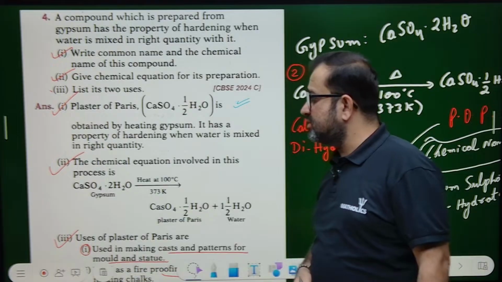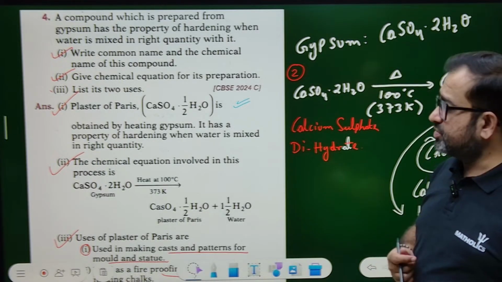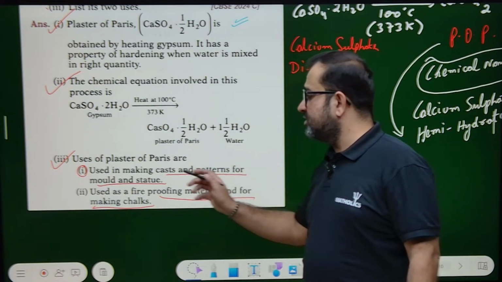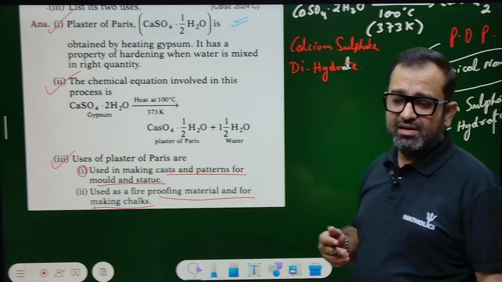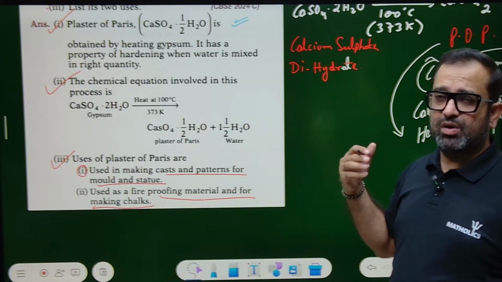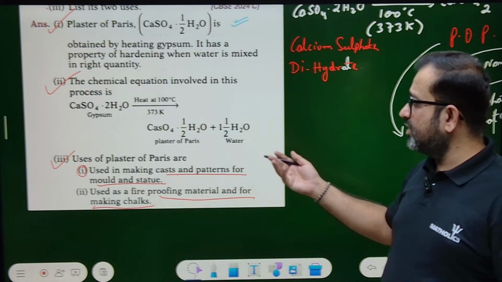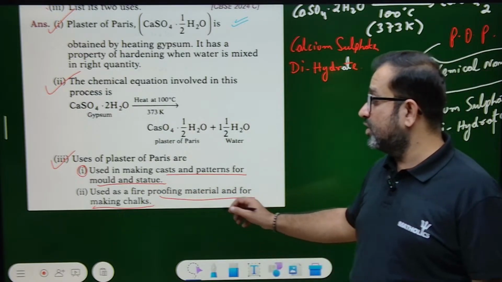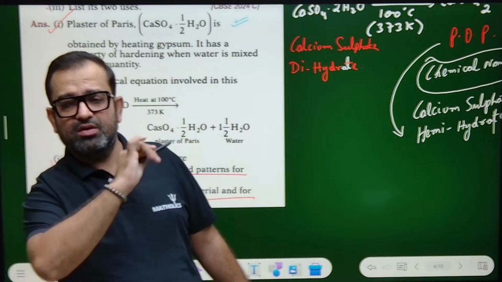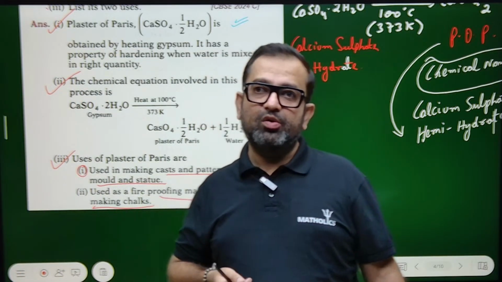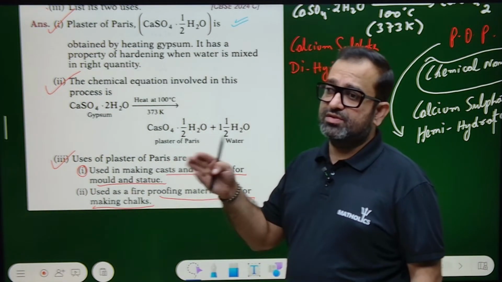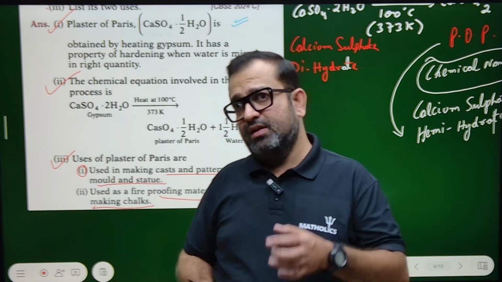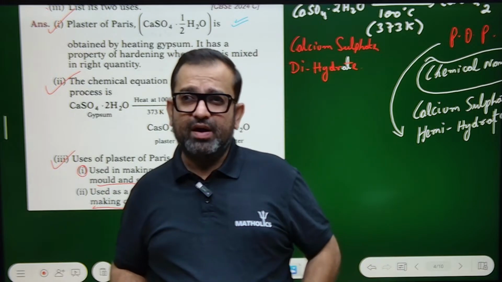List its 2 uses. For what purpose is POP used? Uses: it is used in making casts and patterns of molds and statues. The statues you must have seen, the Ganesha statue and different god statues, these are made from plaster of Paris, POP. It is also used as a fireproofing material and for making chalks. Chalk, you must know, writing chalk on the blackboard, that is made of POP. And for fireproofing, inside houses or inside many commercial buildings, there is a layer of POP in between the walls, right? So that is for fireproofing. Done.